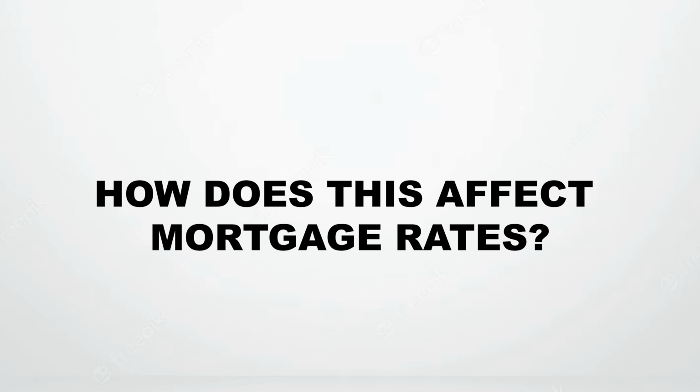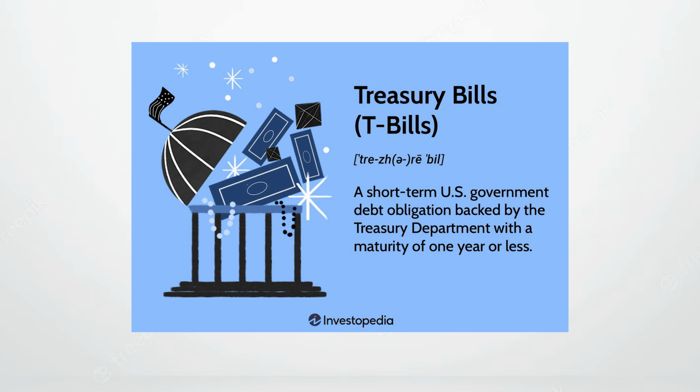So now that we understand the Fed's relationship to the economy, how on earth does this actually affect mortgage rates? Now, the answer here is both simple and complex. So let's start with the simple part. When the Fed raises interest rates, that affects all treasury bonds. Now, if you've ever heard of T-bills, these are basically bonds of government debt that people can invest in.